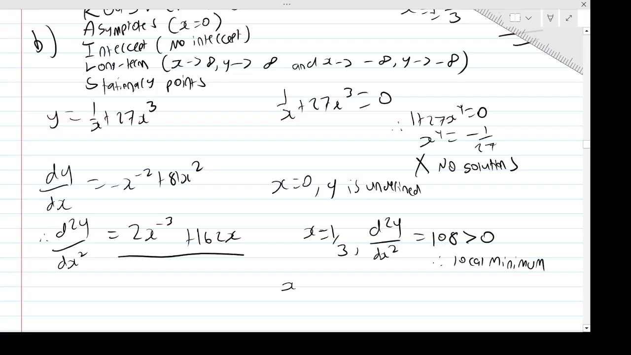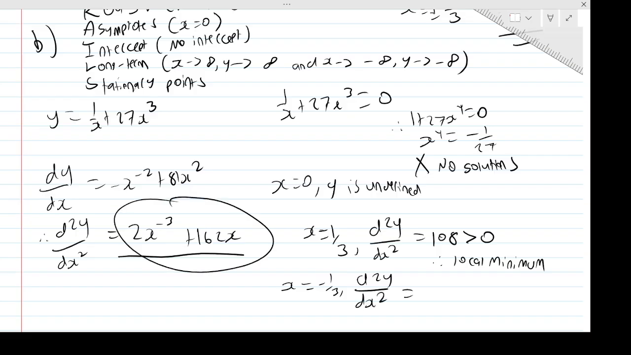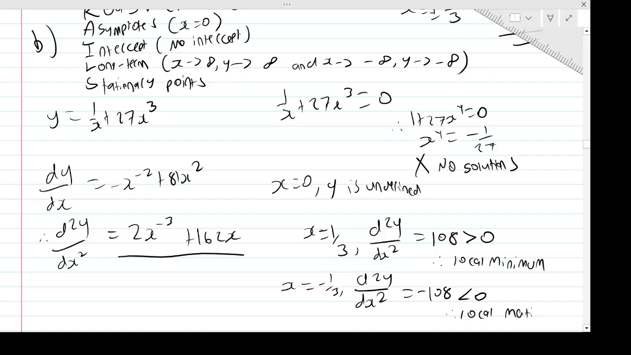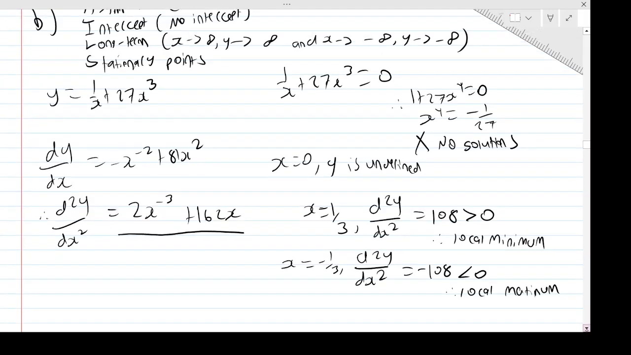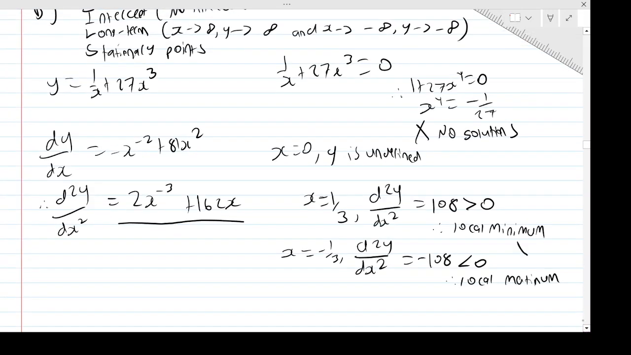Then, if x is minus a third, then the second derivative here, if I plug that into my expression, 2 times minus a third to the power of minus 3, add 162 of minus a third, I get minus 108. And that would be negative, so it's a local maximum. Okay, so now I know what these points will look like. A minimum is going to look something like that, and a maximum is going to look something like that.